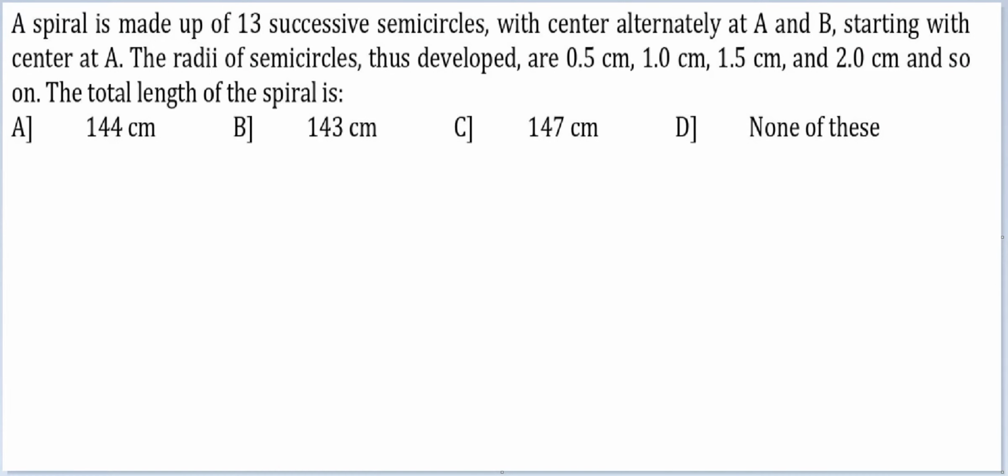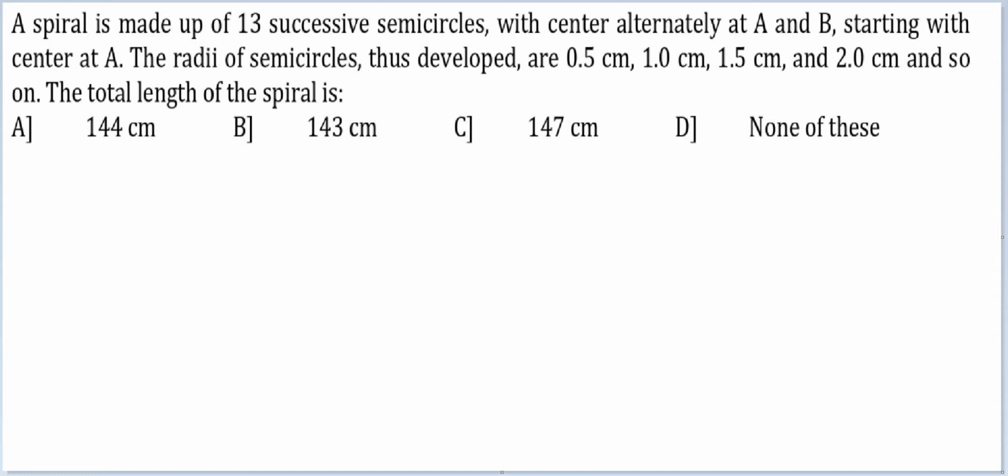Let's look at this question. A spiral is made up of 13 successive semicircles, its center alternately at A and B, starting with center at A. The radii of the semicircles are 0.5, 1.0, 1.5, 2.0, and so on. The total length of the spiral is?